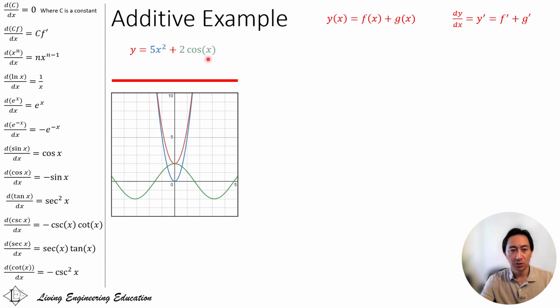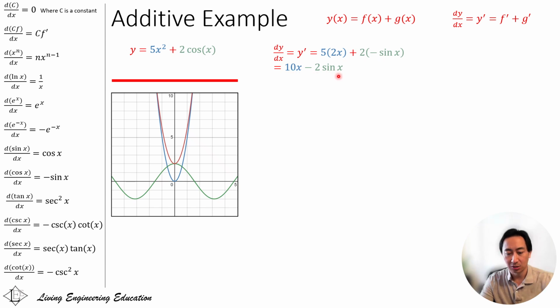Then I have 2 cos x. Again, that'll be the constant 2 multiplied by the derivative of cos x. So 2 times derivative of cosine x is negative sine x. So we'll put that together. So we got 5 times 2x plus 2 times negative sine x. So just clean that up. I got 10x minus 2 sine x.